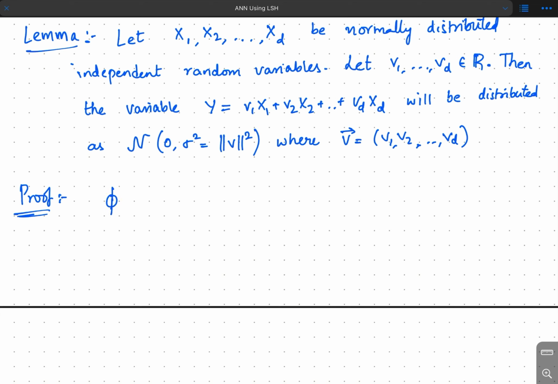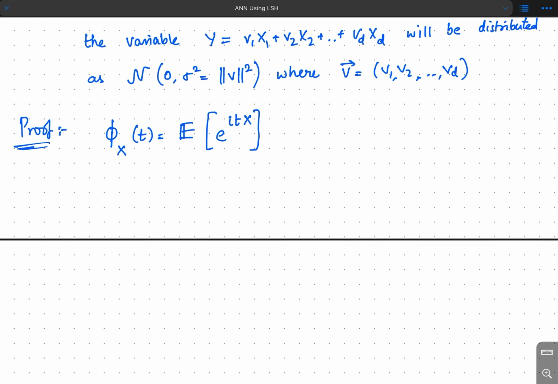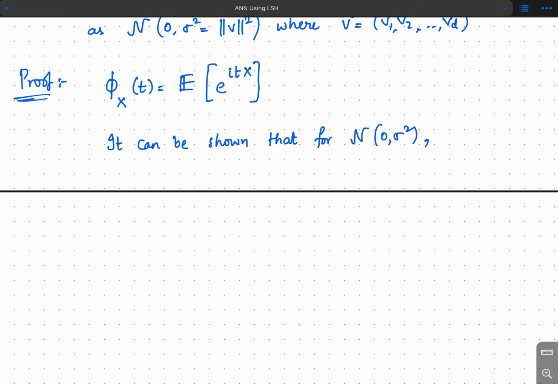Okay, so recall that the characteristic function is defined as, okay, so this is defined as the characteristic function, and it can be shown that for a normal random variable, the characteristic function is given by e power minus sigma square t square by 2.